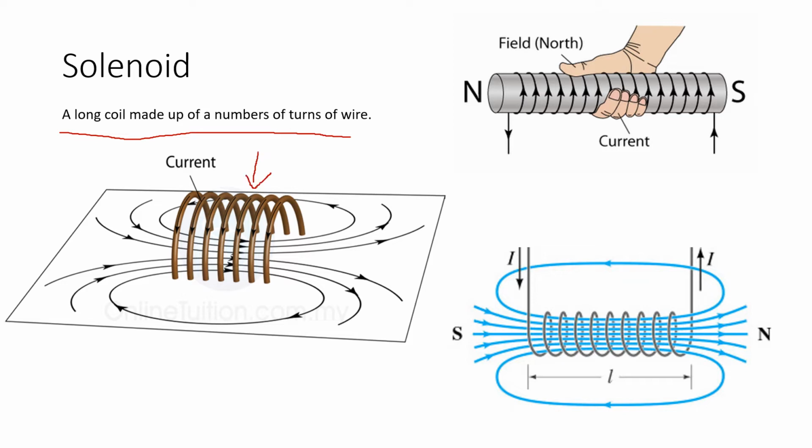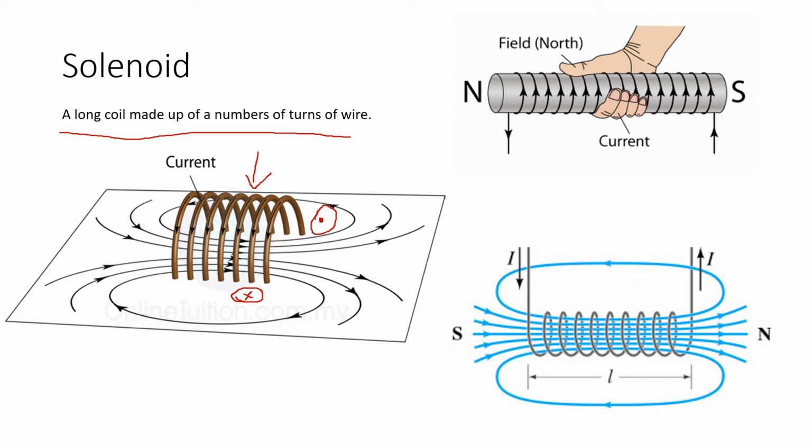Let's see the picture on the left hand side. Here the current is coming out from the plane, which means it's a dot here. A dot means it will be rotating counterclockwise, anti-clockwise. Here the current is going into the plane, which means it is a cross, and the rotation will be clockwise. And for this solenoid we apply the right hand grip rule.